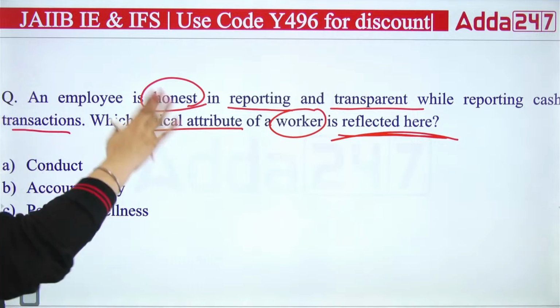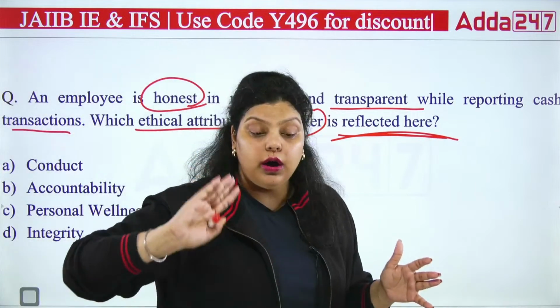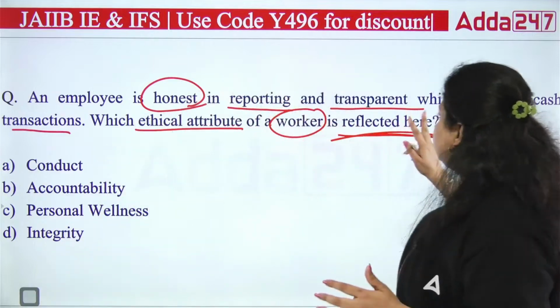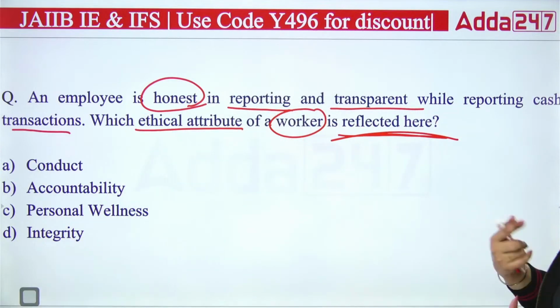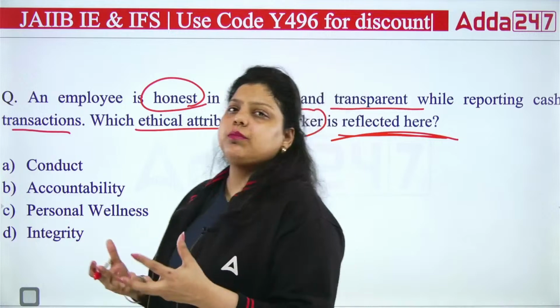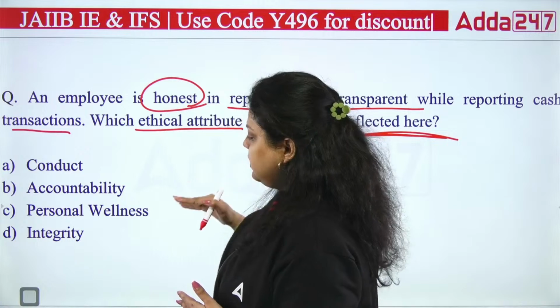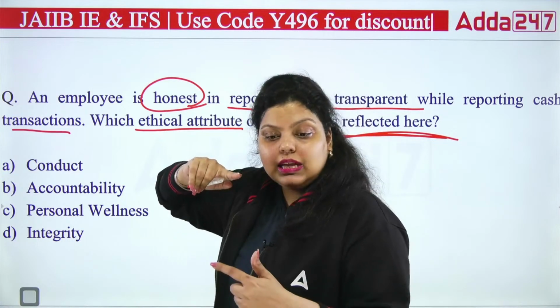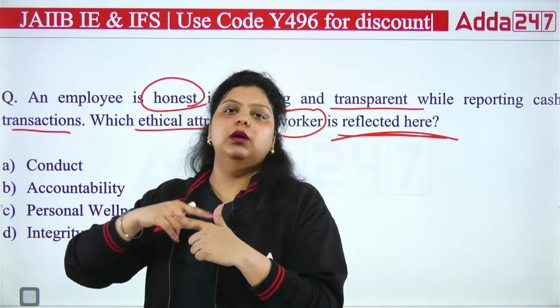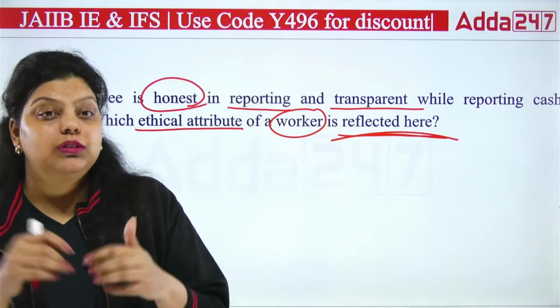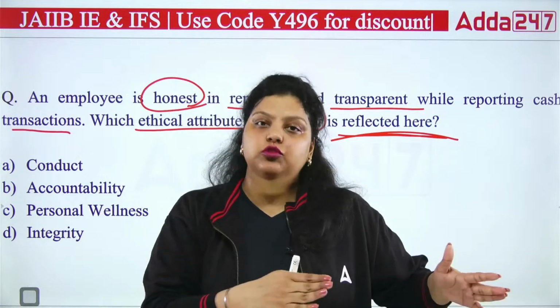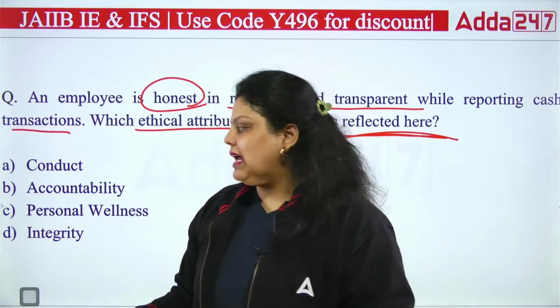So you are being honest in every transaction, honest in reporting, and transparent while reporting the cash transaction, and you are repeating this. This is the ethical attribute of your work as a worker in the bank. So what kind of ethical attribute are you representing here? Is it your conduct? Is it your accountability? Is it your personal wellness or integrity? When you keep performing all the transactions with honesty, or when you repeat the honesty, it will be known as your integrity.